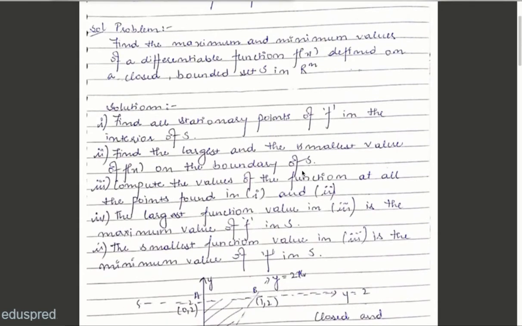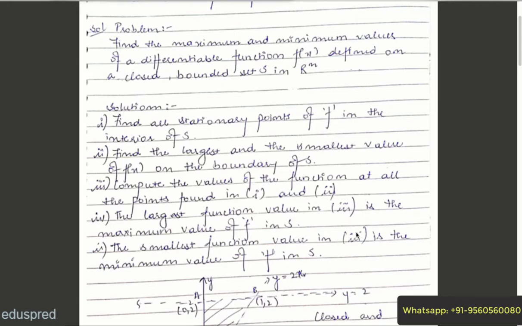So the basic concept is, if we have to find the maximum and minimum values or the extreme values of a differentiable function f(x) defined on a closed and bounded set S in Rn space, then your first step would be to find all the stationary points of f in the interior of the set. So this is your set S. Second step would be to find the largest and the smallest value of the function on the boundary of set S. Third would be to compute the values of the function at all the points found in first and second. The largest value will be your maximum of the function and the smallest value will be the minimum of the function.